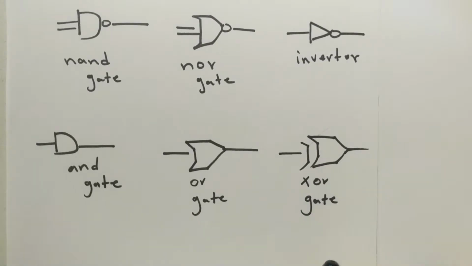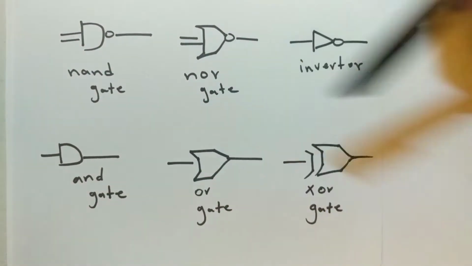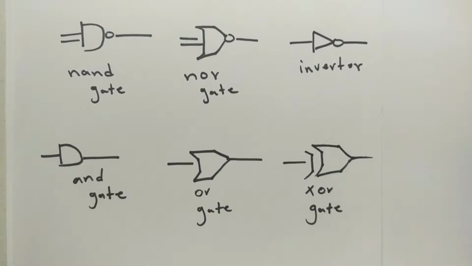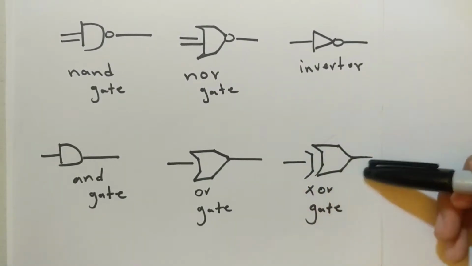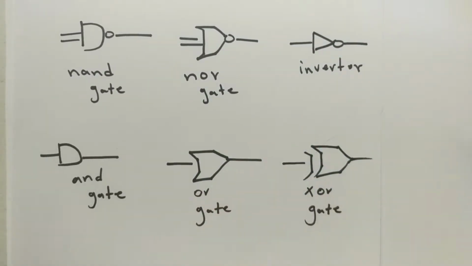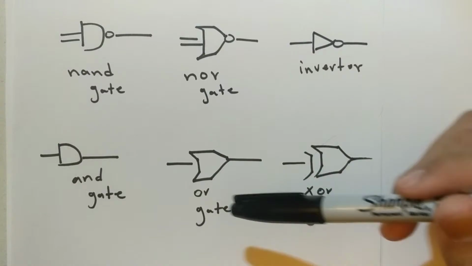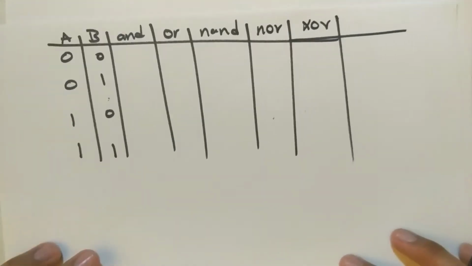And right here we have a special one. It's called an exclusive OR gate. It's basically the OR gate, except that whenever you give it inputs of 1 and 1, you get a 0 instead of the usual 1. If you give the OR gate inputs of 1 and 1, you should be getting a 1. Let me show you how the truth tables for all of these work.